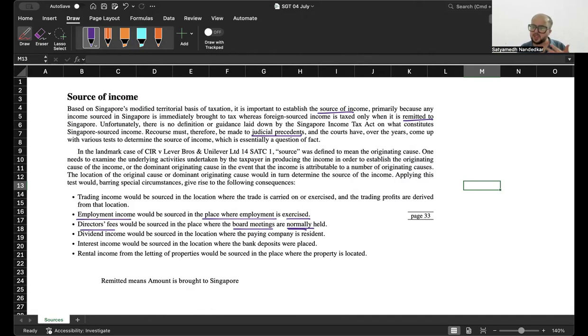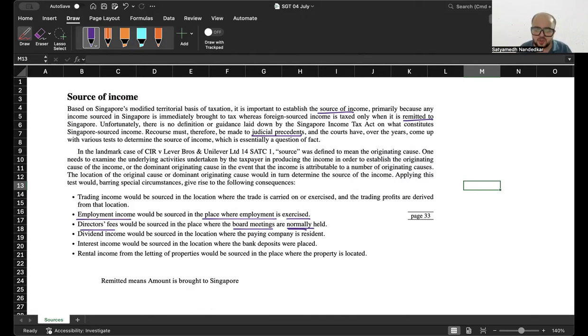So it could happen that in case of a country, the board meetings are usually held in Singapore, but a one-off meeting could be held elsewhere, like an offsite, for example. So don't consider that meeting. Check where the meetings are normally held. That would become the place where the income is sourced.